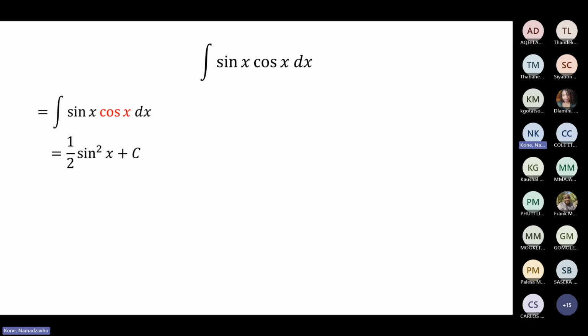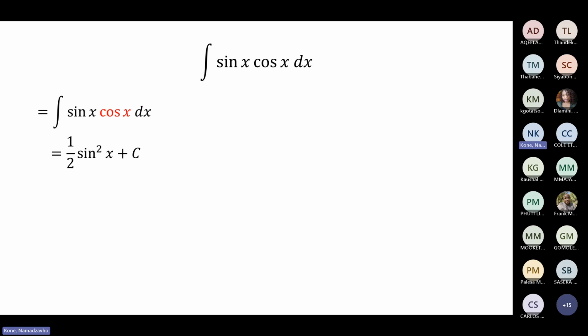We take 1 and add another 1, and we get a result of power 2 and divide by the result. That is why you see sine squared of x there. And the half that you see there is from dividing sine squared x by 2, so I just factored the half outside. Then we just add the c, and we are done. That's how easy this question is.